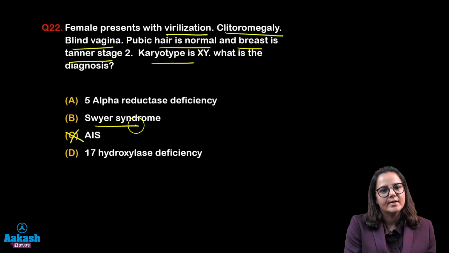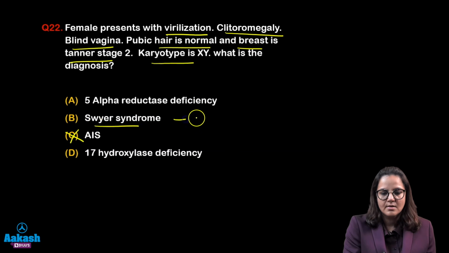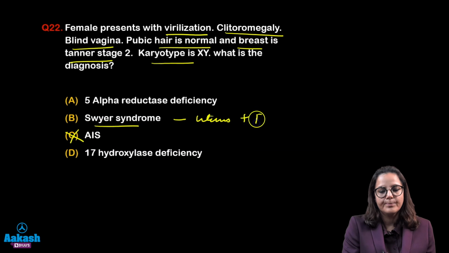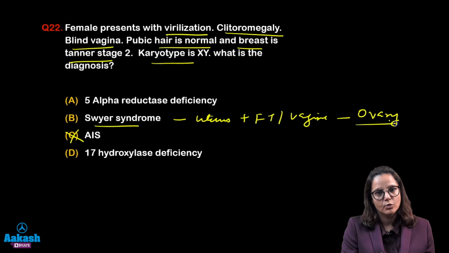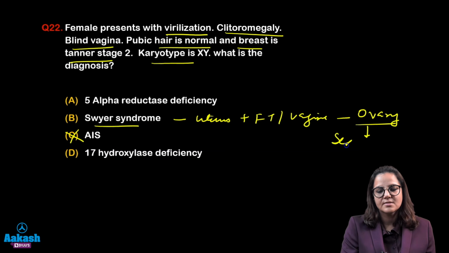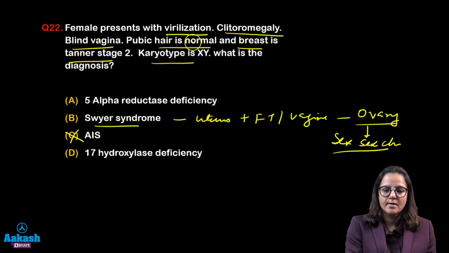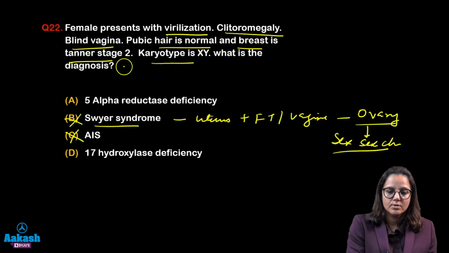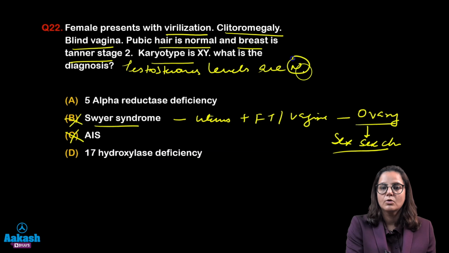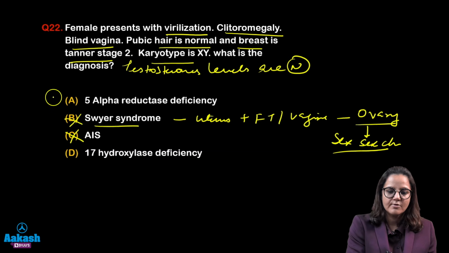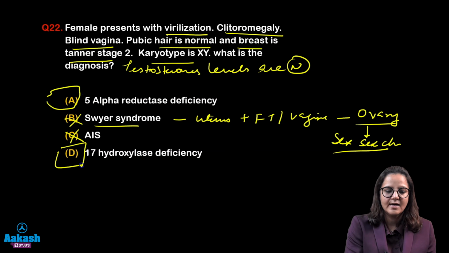Now what is happening in Swyer syndrome? Swyer syndrome, it is XY. The uterus is there, fallopian tubes are there, vagina is there, but there is no ovary. Since there is no ovary, the secondary sexual characters are not so well developed. Here the patient has breast Tanner stage 2, so this can also not be the cause. Also there was one more thing over here, that testosterone levels are normal. Now our two options are 5 alpha reductase deficiency and 17 hydroxylase deficiency.